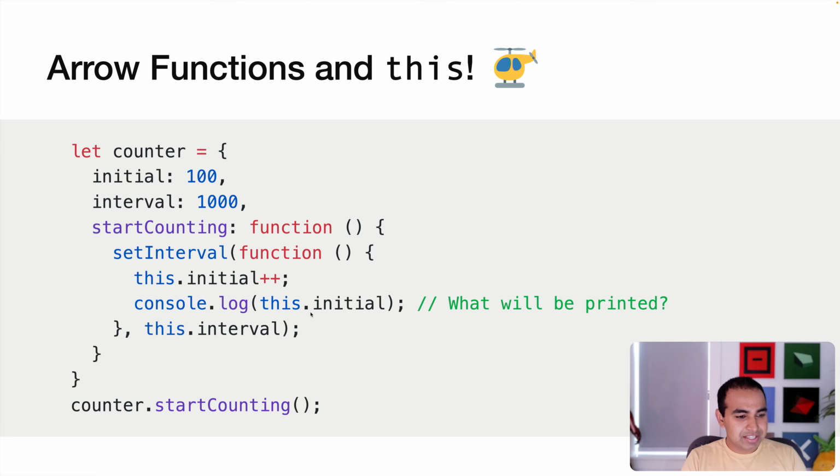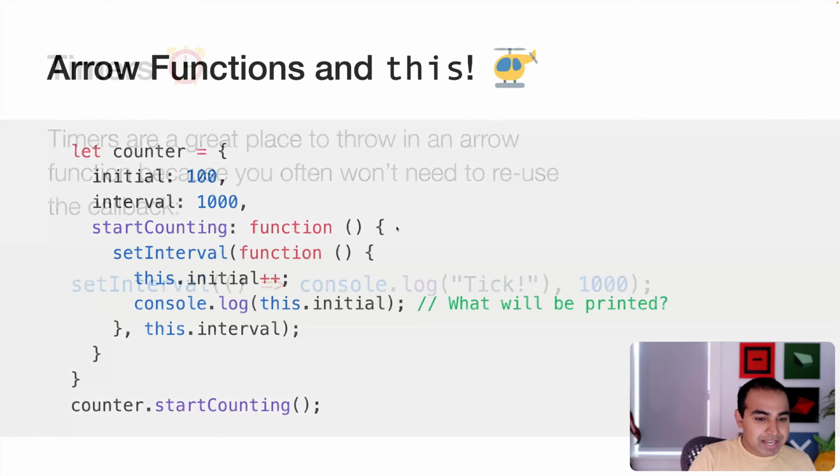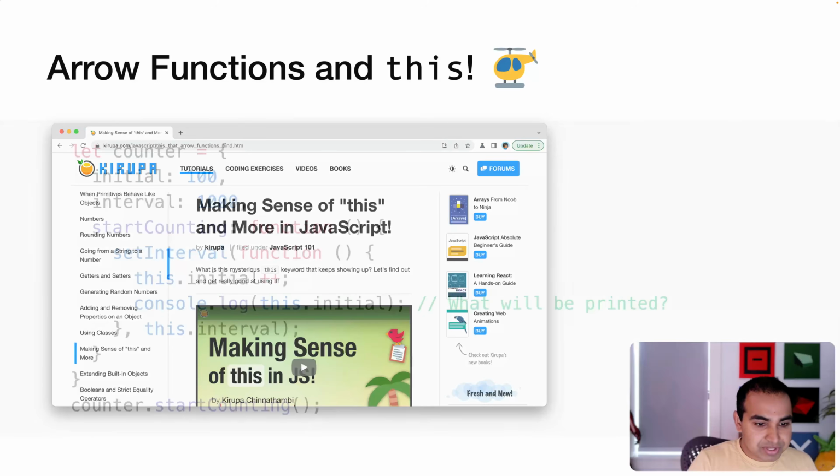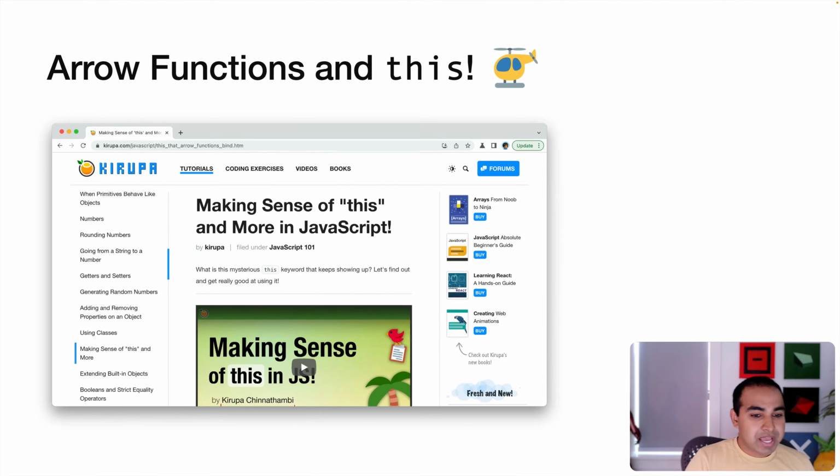Now, when we do console.log this.initial, the expectation is that this setInterval will be calling this code every 1 second, 1000 milliseconds, and will be printing out the value of this.initial, which means that it'll go from 100 to 101. So what we should see printed is 101, 102, 103, 104. Every second it's going to be incremented. That is at least the expectation. Now, what actually happens though is you get a NaN value. And this is an example that I go into much greater detail in both the article and video called Making Sense of This and More in JavaScript. So I'm going to be a little bit more brief here.